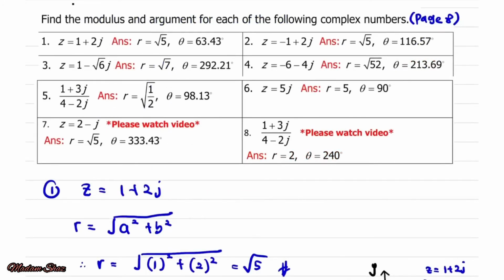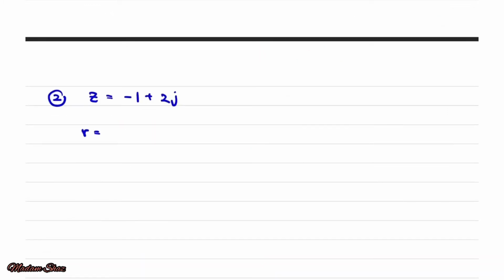For the next example, example 2, we have Z equal to negative 1 plus 2J. So find R and find the theta. So R is equal to square root of negative 1 square plus 2 square. So therefore, simplify, our R modulus is equal to square root of 5. So now proceed to find the theta for this complex number. So the first thing, you have to determine A and B, whereby you have known that A is equal to negative 1, B is equal to 2.